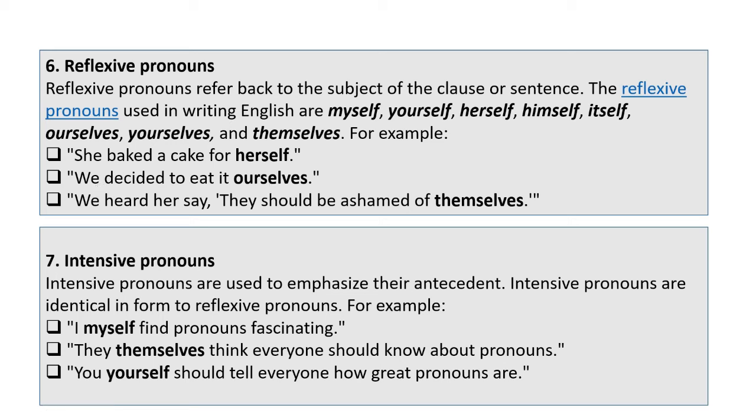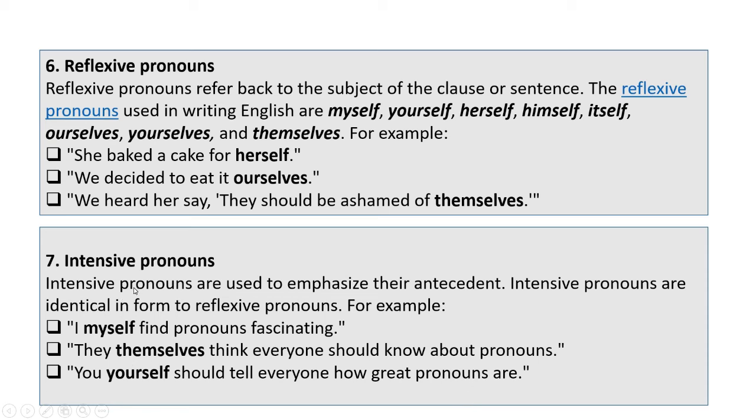Number 7, intensive pronouns. Intensive pronouns are used to emphasize their antecedent. Intensive pronouns are identical in form to reflexive pronouns. For example, see, "I myself find pronouns fascinating." "They themselves think everyone should know about pronouns." "You yourself should tell everyone how great pronouns are."